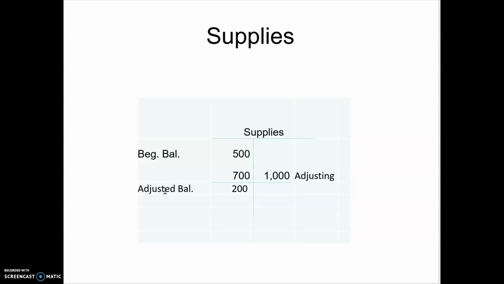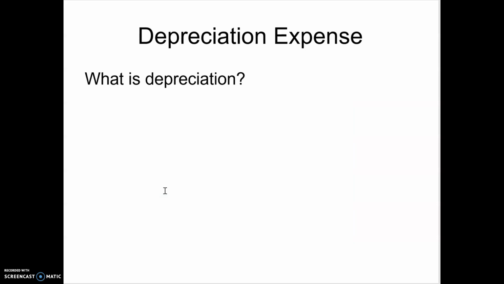Now, we've got one more category of deferred expense, and it's kind of an oddball category, and that's depreciation expense. When I ask students in the classroom what depreciation expense is, somebody always gives me this answer: it's a loss of value for an asset.